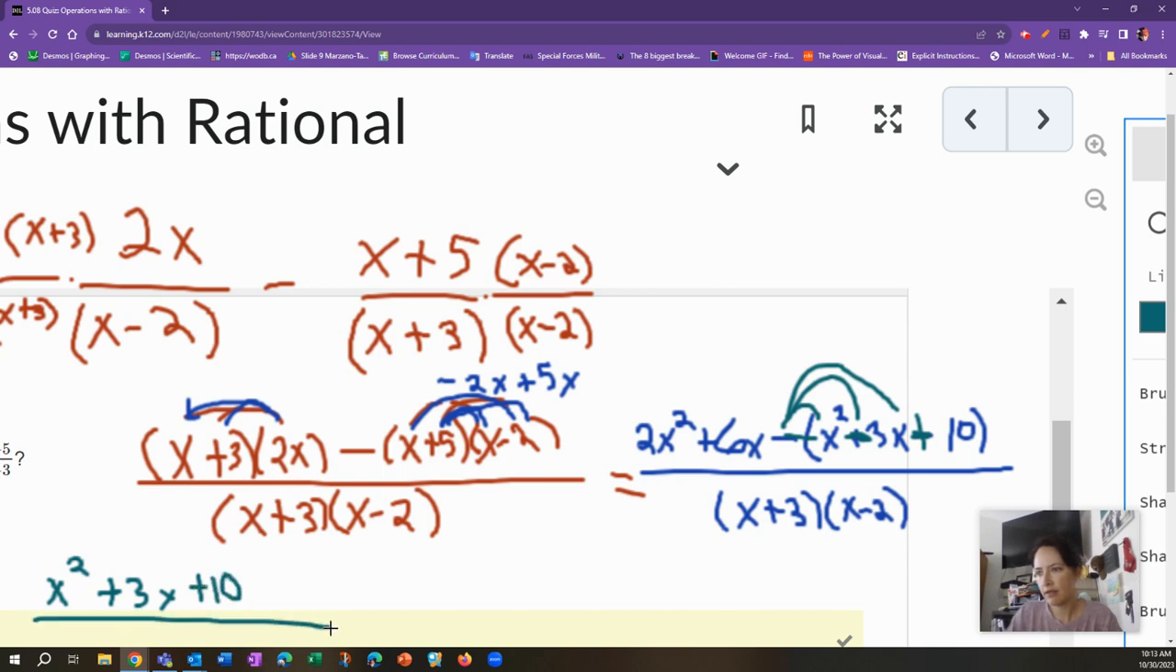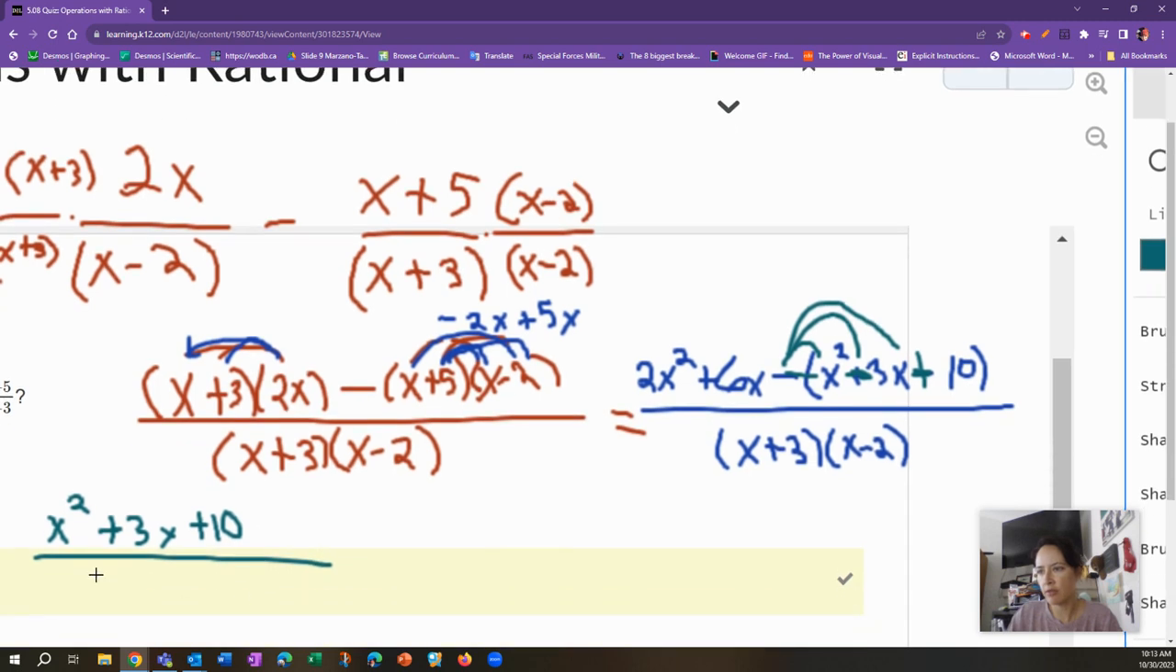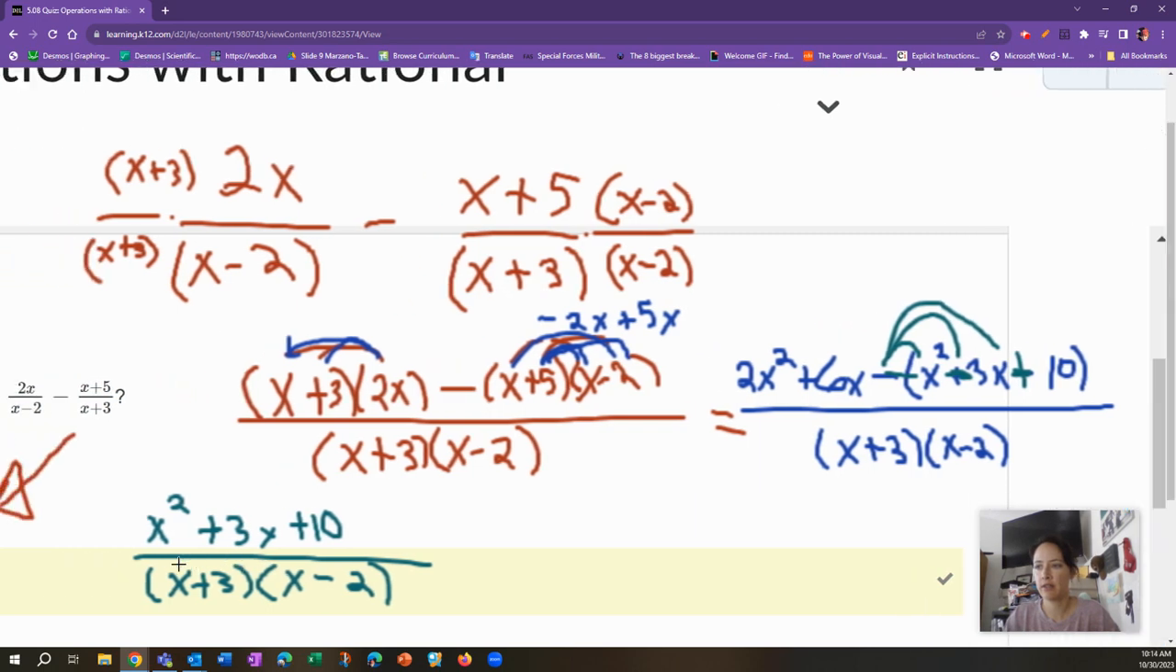Oh, that's factorable, I think. Let's see. Over x plus 3. No. It's not factorable. That's it. Because we can't get to plus 3. I saw 2 times 5 is 10, and then like 5 minus 2 is positive 3, but it would be negative 10 right there. So that should be our answer.